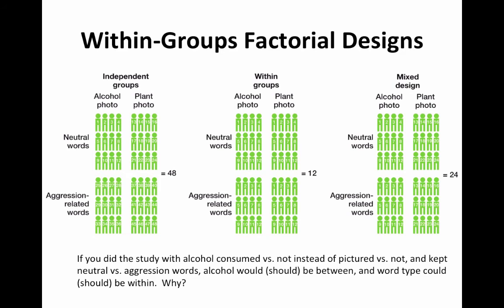All right, so in a within groups design, what you do is you have all the people go to all the conditions. So in the alcohol priming study, where we had the alcohol photos followed by neutral or aggression related words, you remember the alcohol prime followed by aggression words, people are quick to respond, and then the plants followed by the neutral words, people are quick to respond.